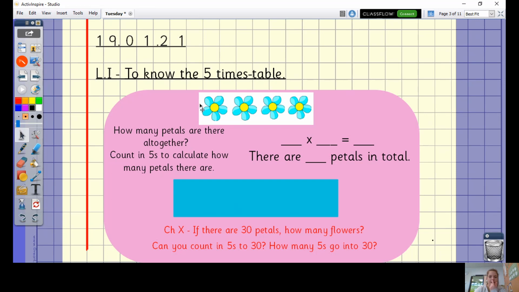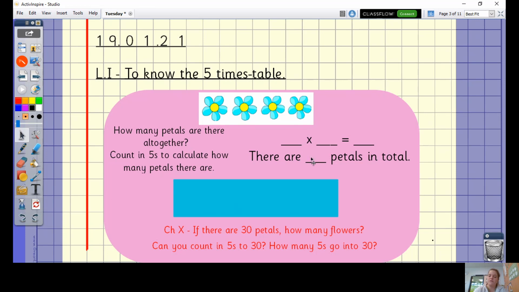I'd like to see you writing a multiplication number sentence for this. So looking at how many lots of 5 we have, or how many groups of 5 we have. So looking at the flowers here, this first flower would be one group of 5. So I can see there are 5 petals. So one flower is one group of 5. So how many groups of 5 are there? And then count up in 5s to find your total.